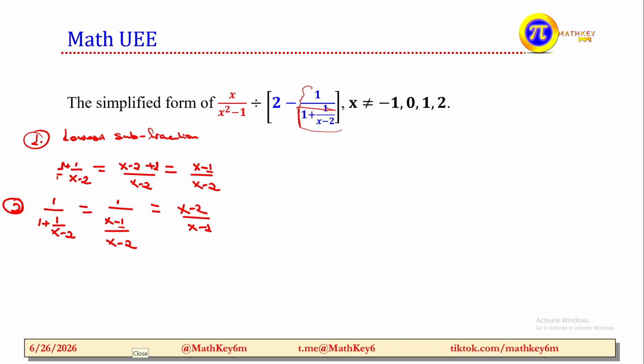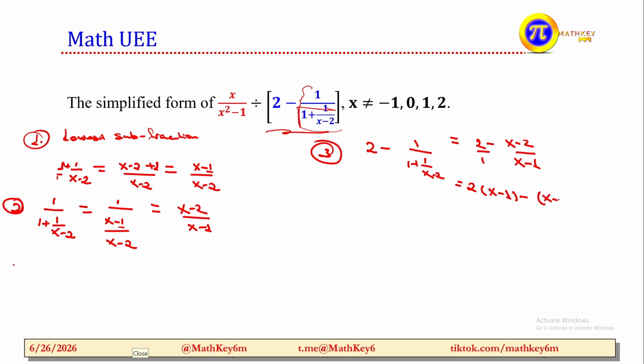But the next step is to simplify the terms inside the bracket. This means 2 minus 1 over 1 plus 1 over x minus 2, which is equal to 2 minus x minus 2 over x minus 1. Again, by taking the LCM, here it is x minus 1. So it becomes 2 times x minus 1 minus x minus 2, divided by x minus 1.